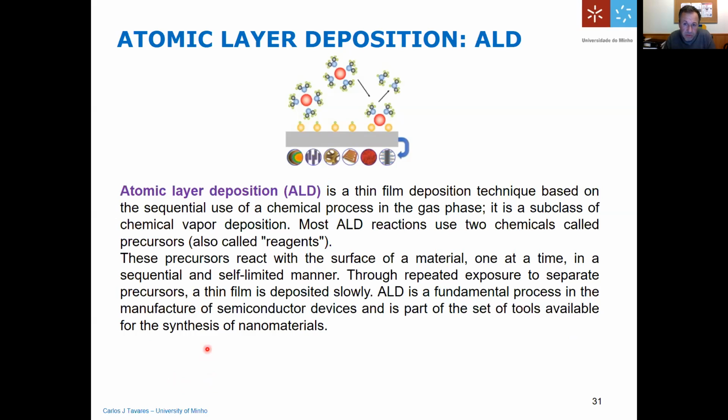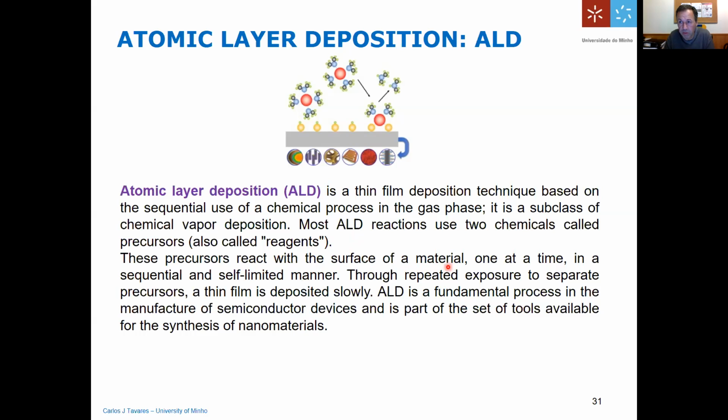It is also a thin film deposition technique. It's based on the sequential use of chemical process in the gas phase. It is a subclass of chemical vapor deposition, and most ALD reactions use two chemicals called precursors, also called reagents, as in the case of normal CVD processes. So these precursors react with the surface of a material one at a time.